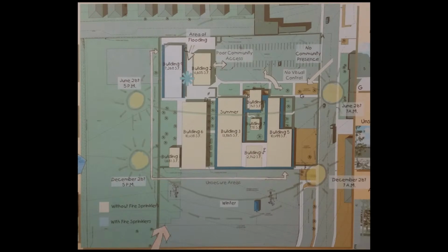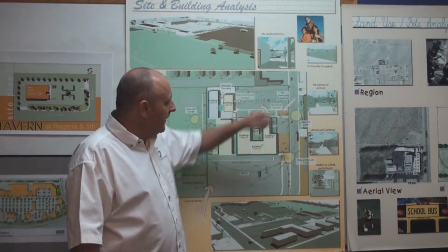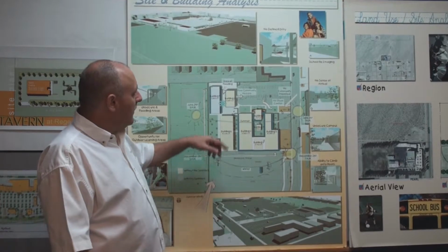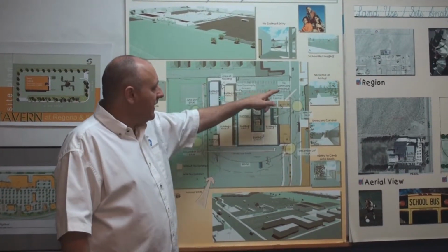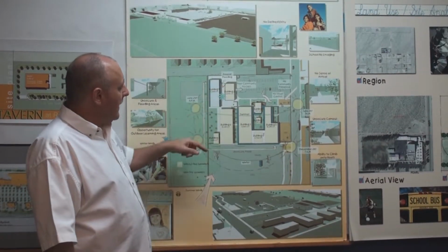So what are you looking at when you're master planning? Well, here we have a site. This is for an elementary school, and we went in and did some analysis on it. We looked at the main street and how the traffic flows. What were the issues with the outside of it? In this case, we said no community presence, poor community access.